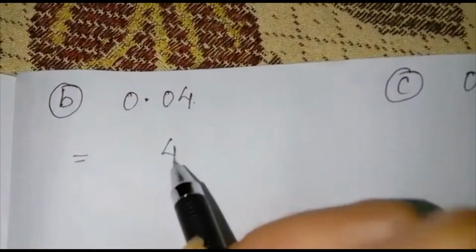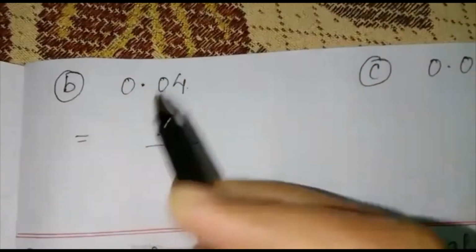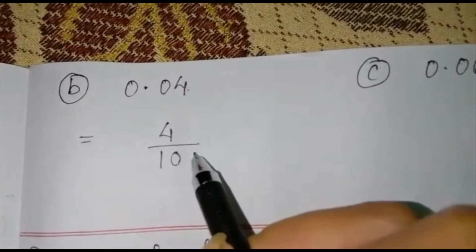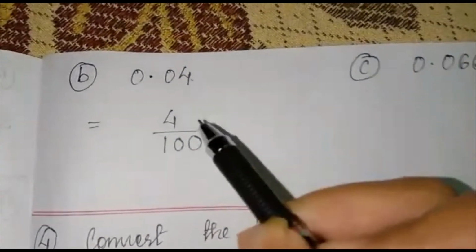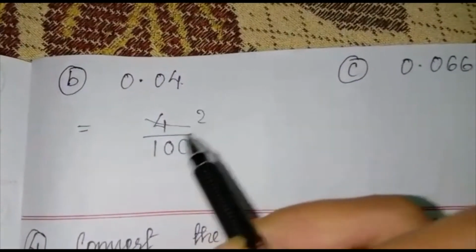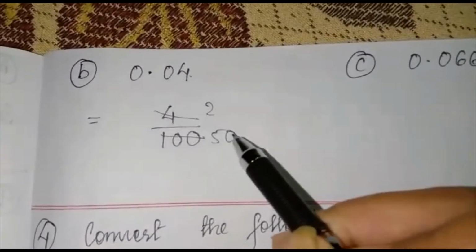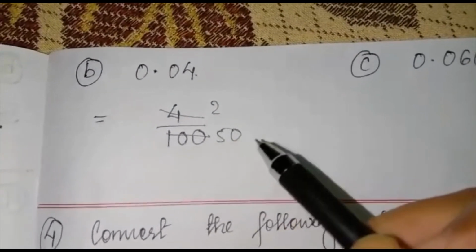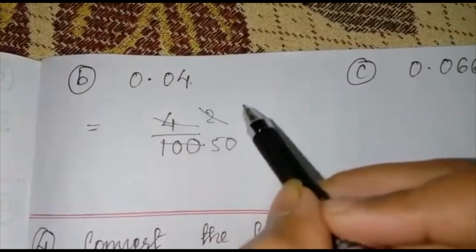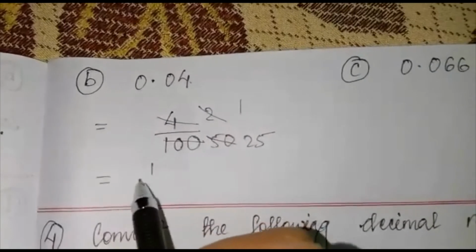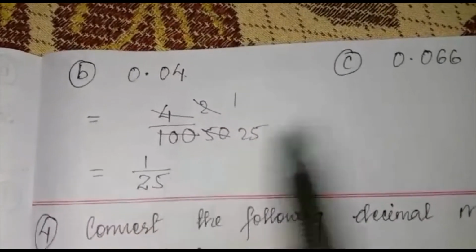So 4 divided by, in place of the decimal 1, after the decimal 1, 2. 2 numbers are there, so 2 zeros. Now cancel. 2 2s are 4, 2 5s are 10, 0. Again we can cancel because this is an even number and it can be divisible by 2. So 2 1s are 2, 2 25s are 50. Answer is 1 by 25.